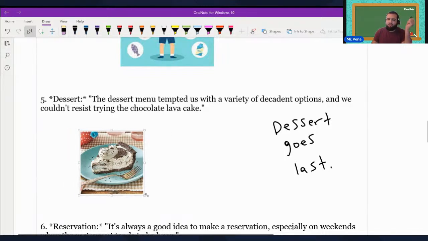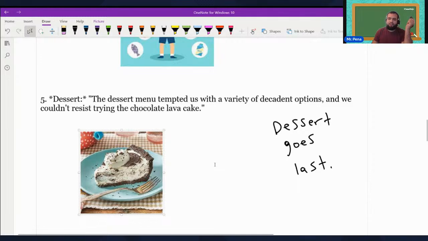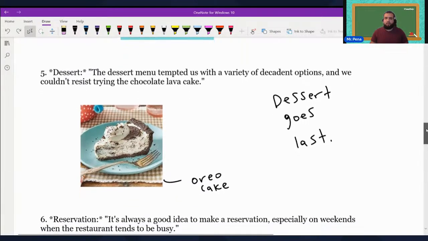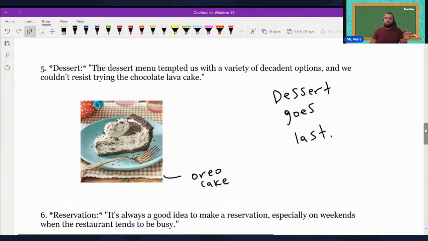You eat it after the entree. This is a little Oreo cake. What is this? An Oreo cake. All right, I'm going to read number 3 for dessert. The dessert menu tempted us with a variety of decadent options, and we couldn't resist trying the chocolate lava cake.